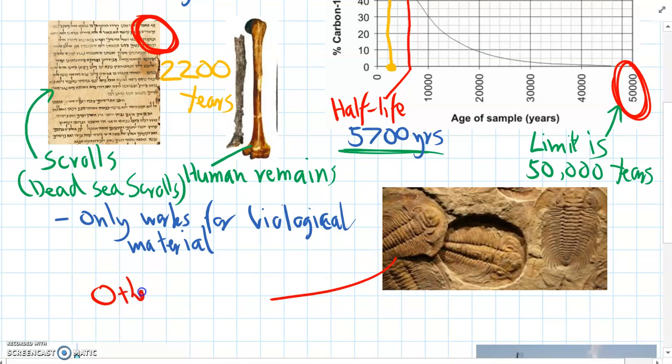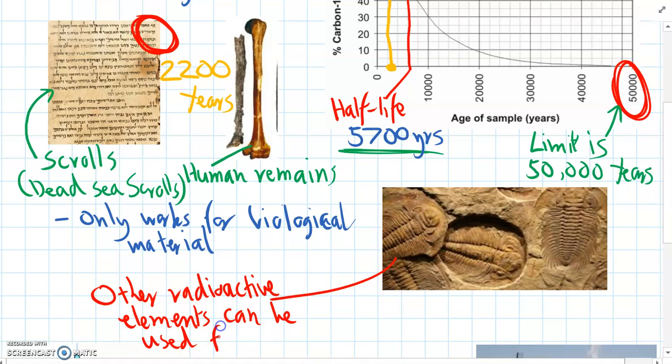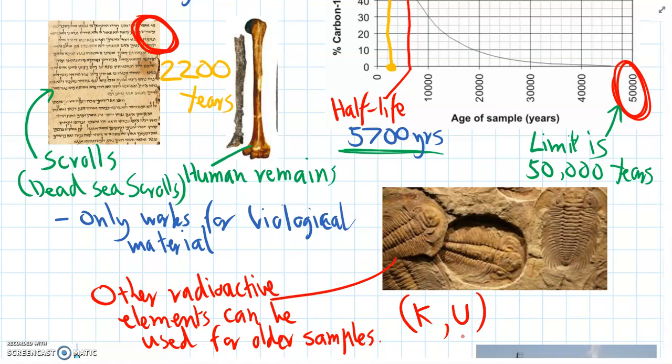So other radioactive elements can be used for older samples. Things like potassium and uranium have a half-life that's millions of years. So we can even identify the age of different fossils, like this one up here.